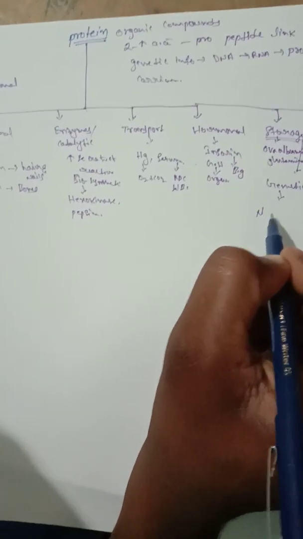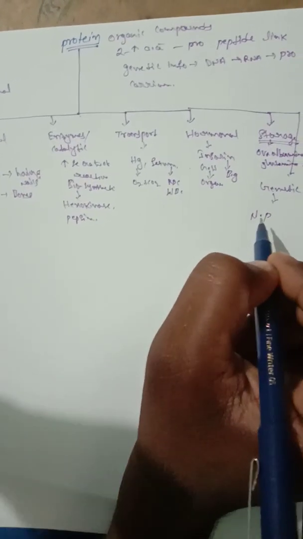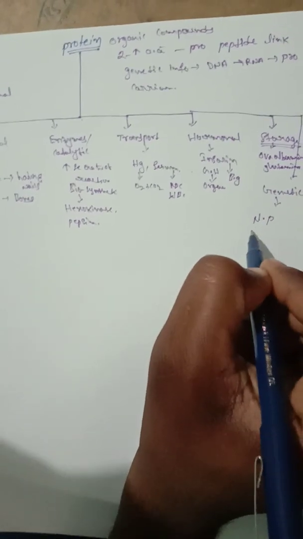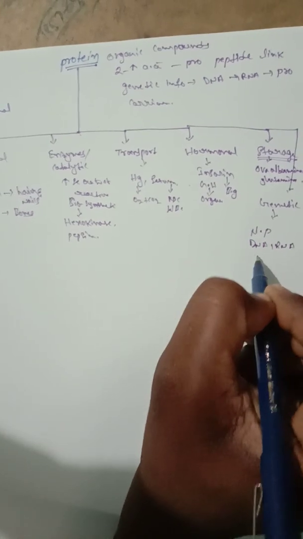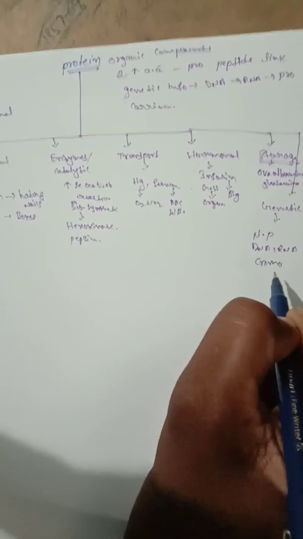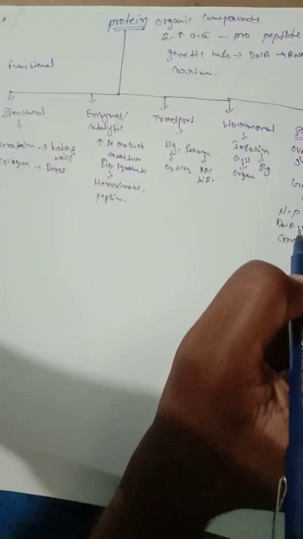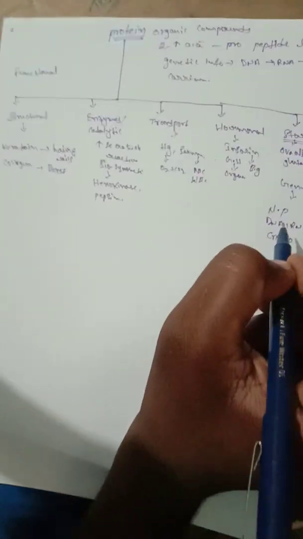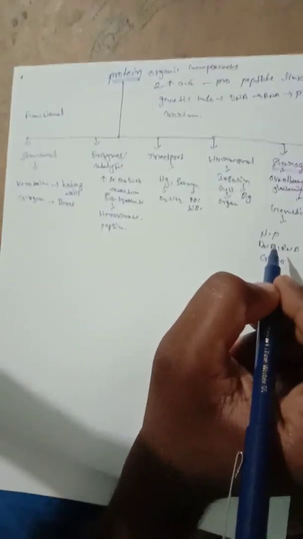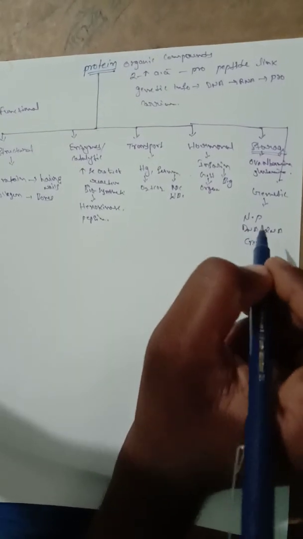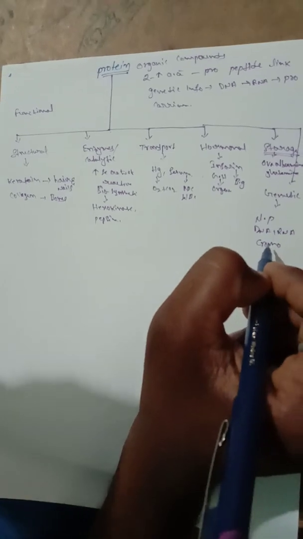The next one, genetic proteins. Genetic proteins example is nucleoproteins. What are nucleoproteins? They contain the DNA, RNA and chromosomes. The DNA and RNA are present in the nuclei. Some parts of the nuclei are made up of protein. Examples are DNA, RNA as well as chromosomes.